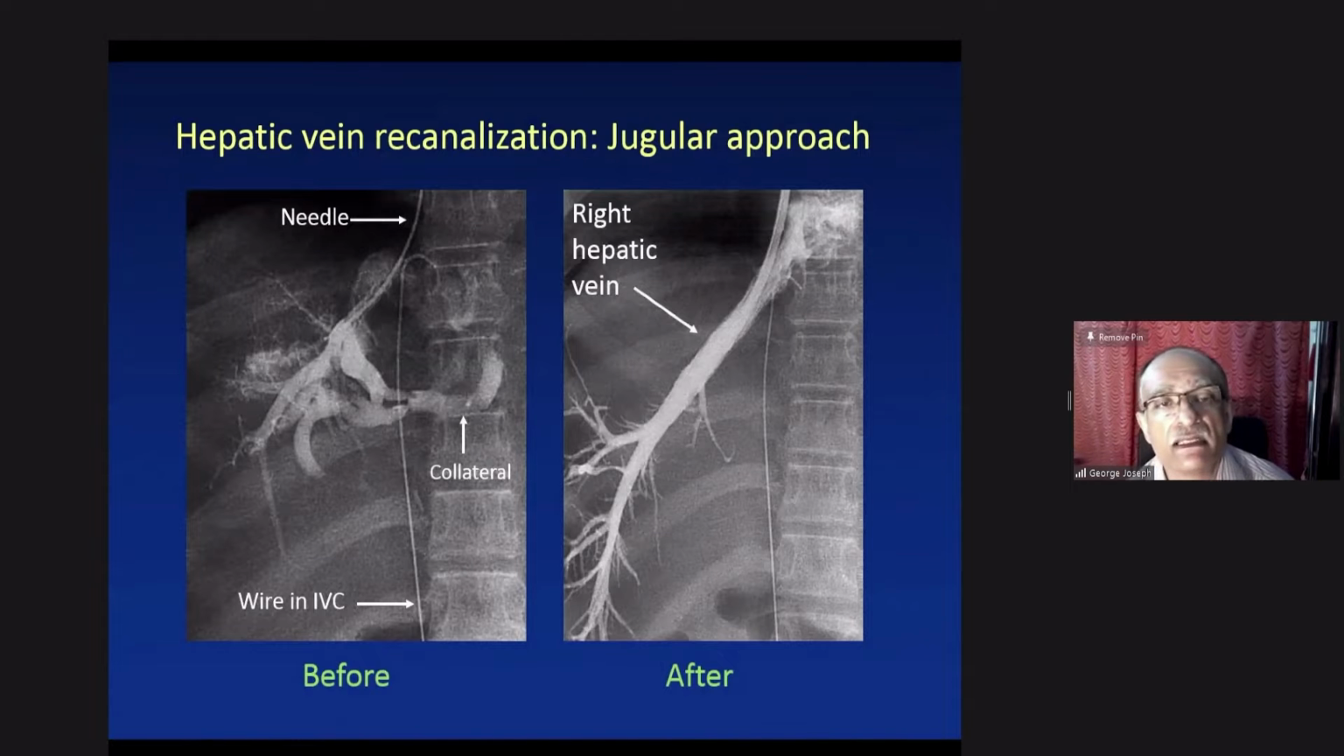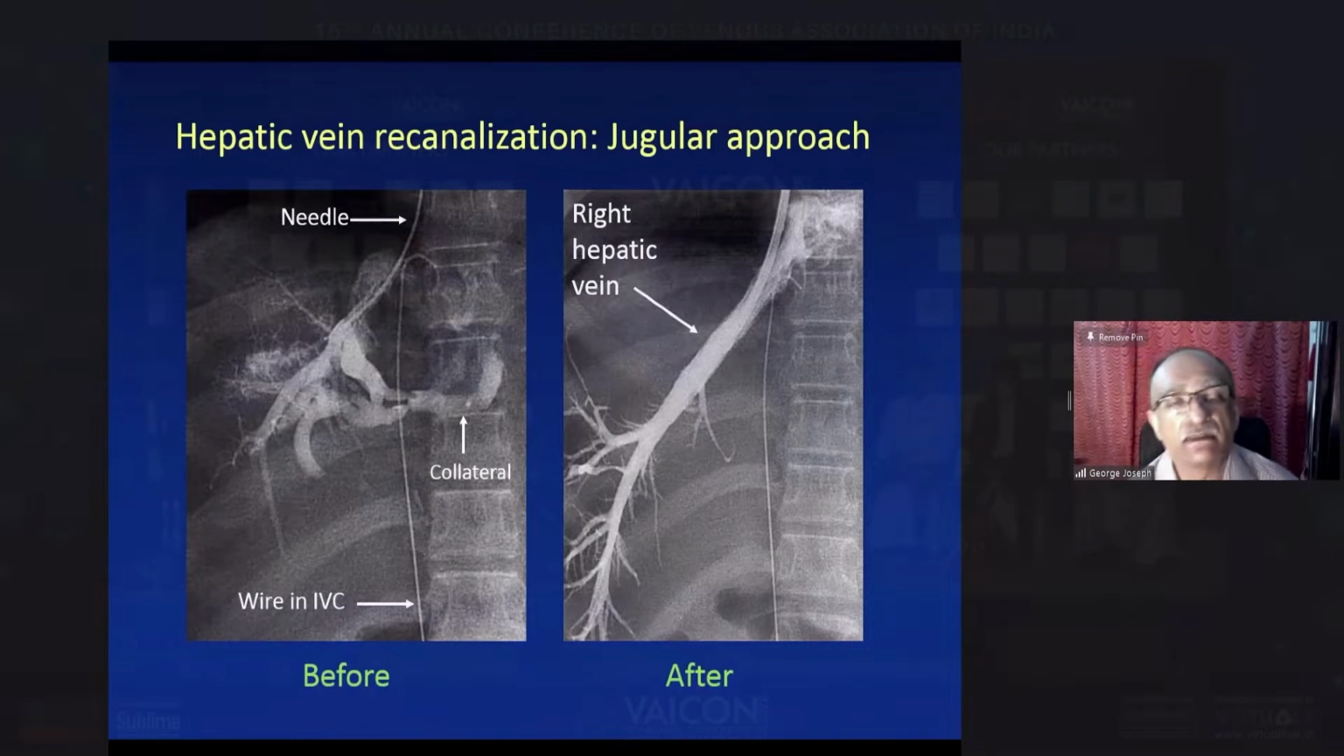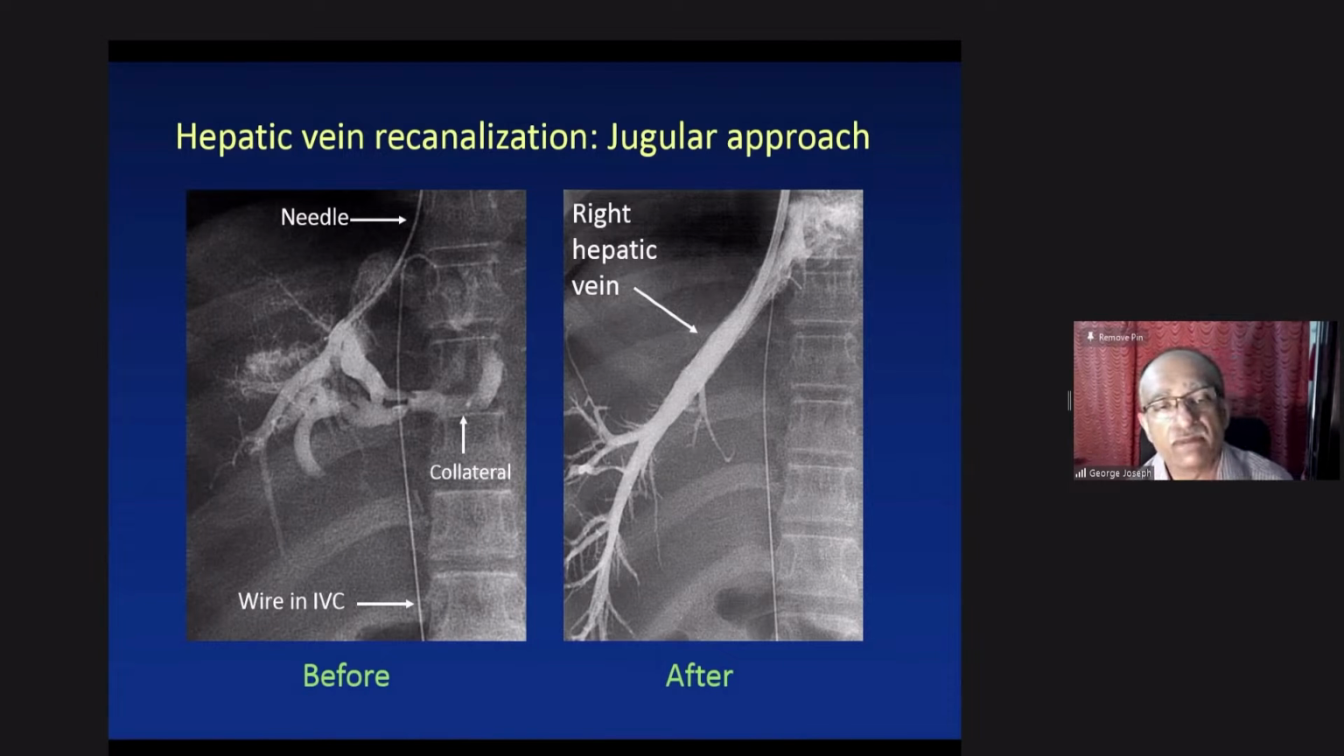One technique is the jugular approach. So we have a right internal jugular vein access, and then we use a needle, which could be a Puckenbrough needle or a Colapinto needle, and we go through the IVC into the hepatic vein, which is patent within the liver. So we're crossing the occluded segment, and then we pass a wire down into the hepatic vein. Here's an example where the right hepatic vein was recanalized and stented to get this result on the right side.